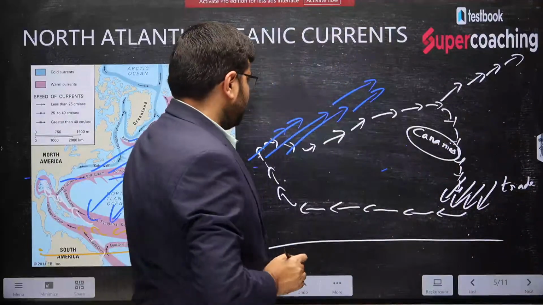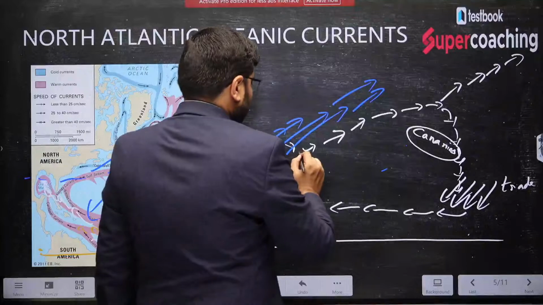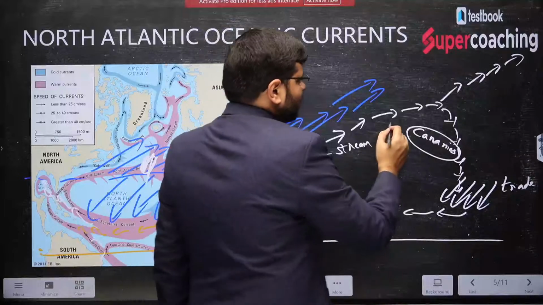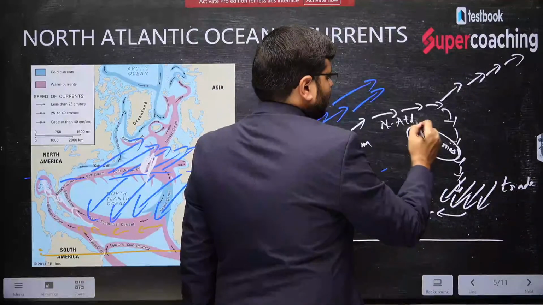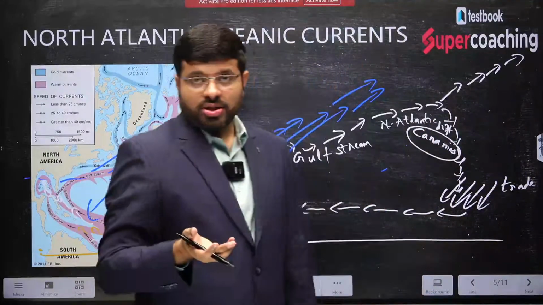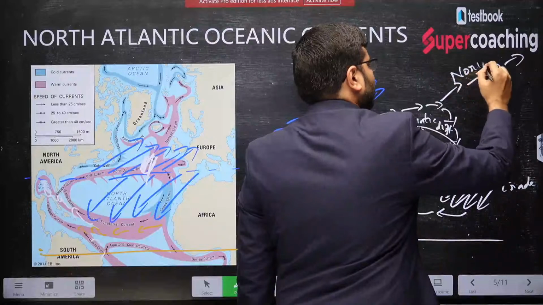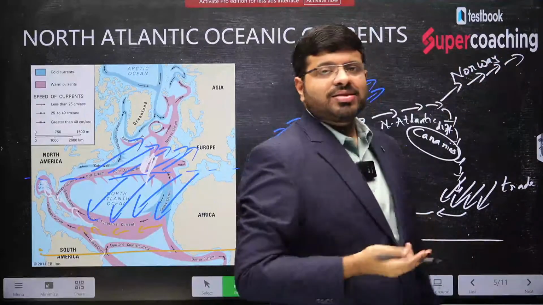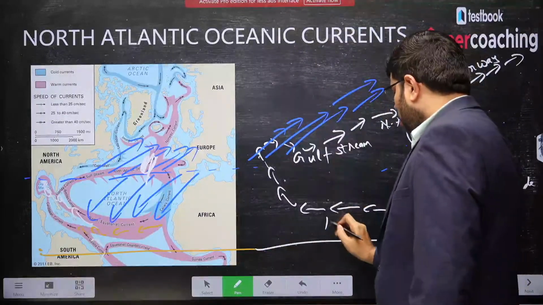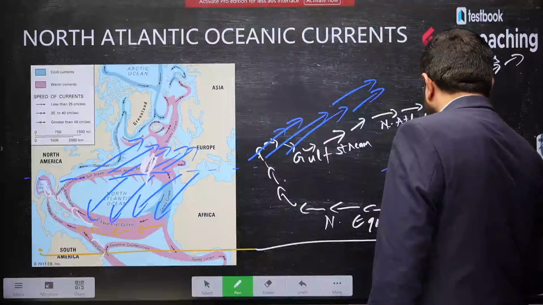Canaries current. Similarly, because this is coming from the Gulf of Mexico, it is called the Gulf Stream. Gulf Stream. And further, this Gulf Stream is called the North Atlantic Drift, because it is drifting towards the coast of Britain across the North Atlantic Ocean. It is called the North Atlantic Drift, and along the Norway coast it is called the Norway current. Norway current, simple, the local names. Then this, nearer to the equator, we call the North Equatorial current. What is it? North Equatorial current.